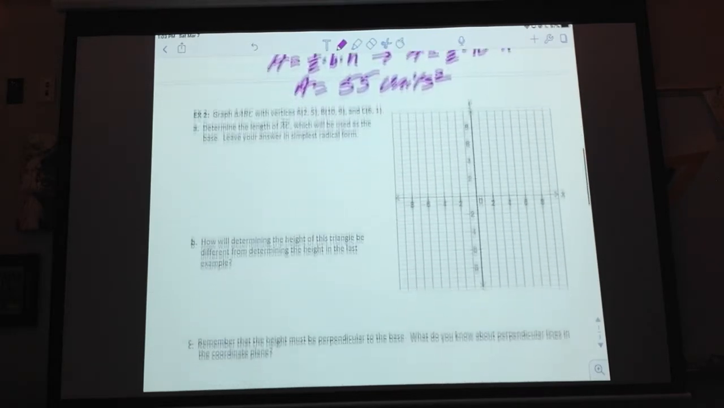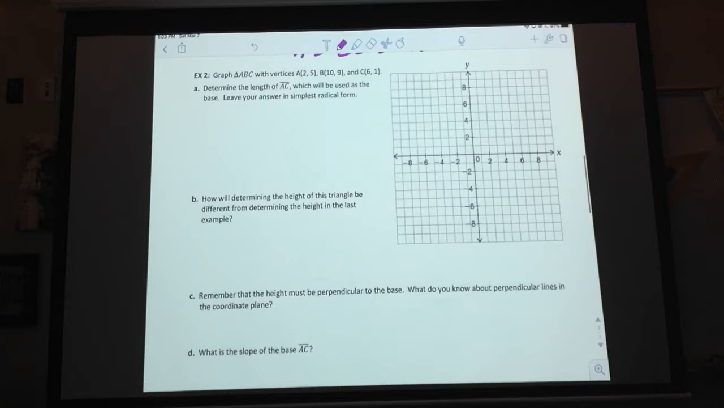All right. Let's do the next one. Turn the page. Here we go. It says, graph triangle ABC with vertices at A at 2,5, B at 10,9, and C at 6,1. Now this one's going to be more difficult and you really are going to need to pay attention. You may need to pause at times, get down what you need, and then start it again.